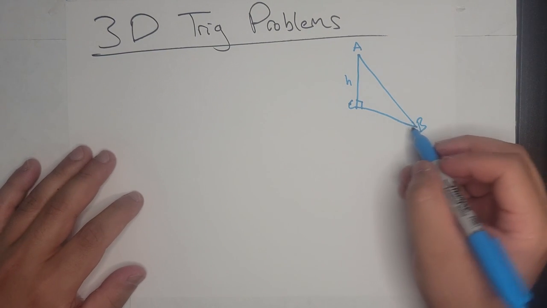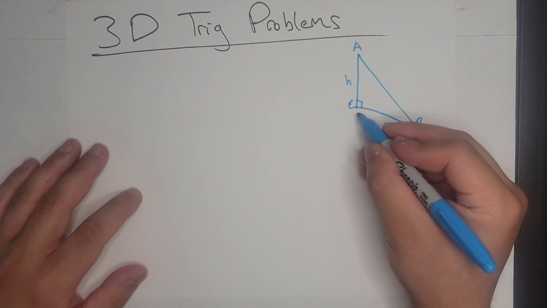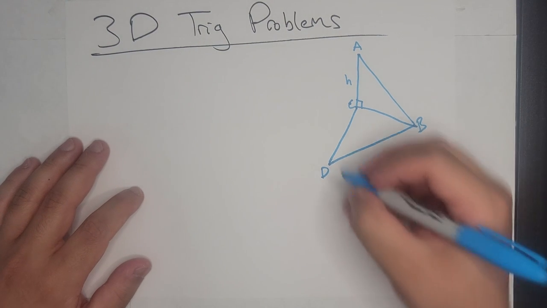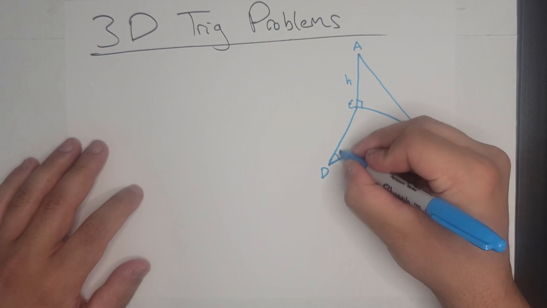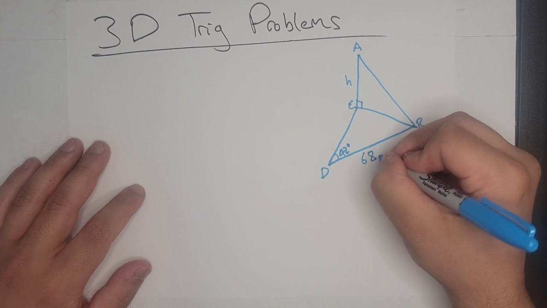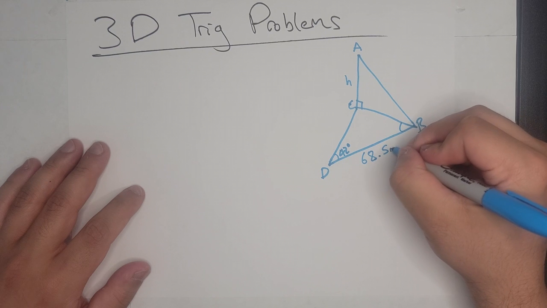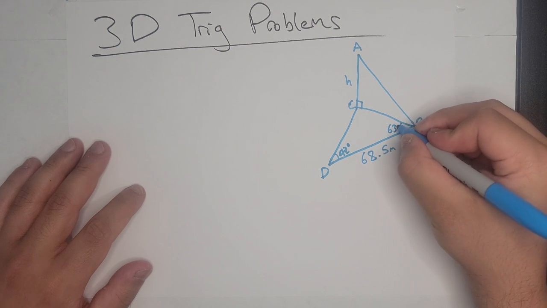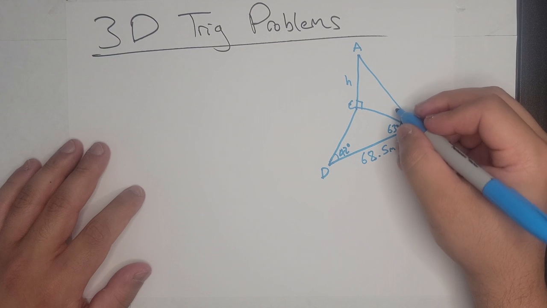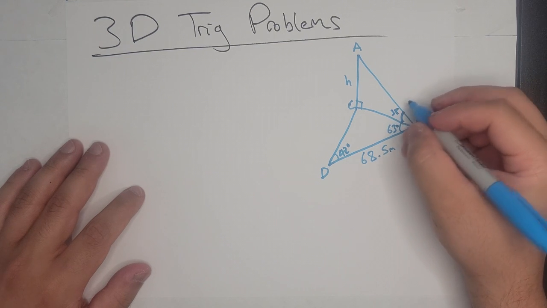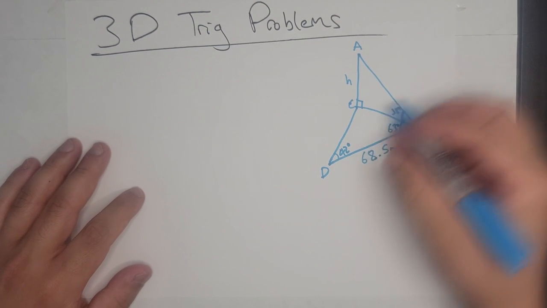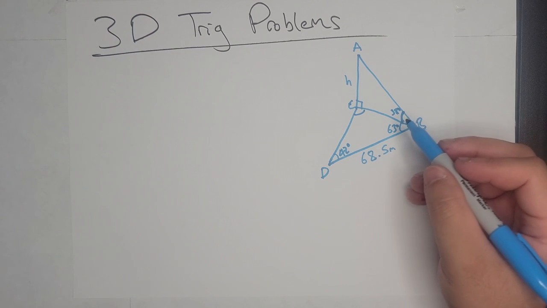And let's say I have another point here on the ground. Point D. And the angle here is going to be 42 degrees. And the length here is 68.5 meters. And I have an angle here of 63 degrees. And I have an elevation angle up here from the ground up of 38 degrees. This here is a right angle, but this one is not. This angle here is not a right angle. I'm just not good at drawing.